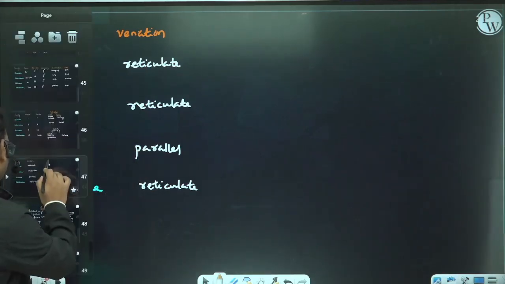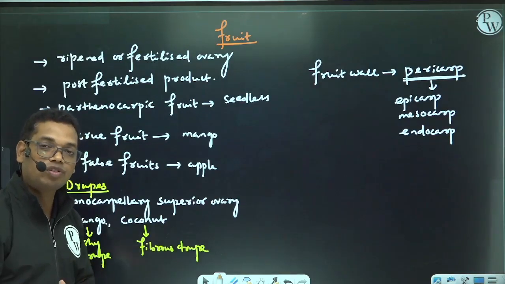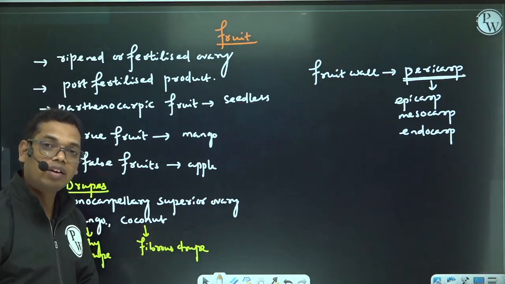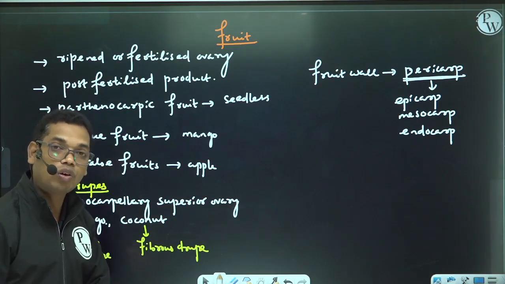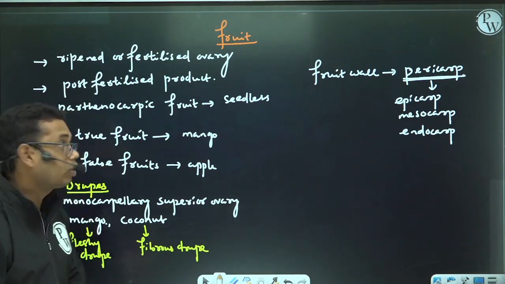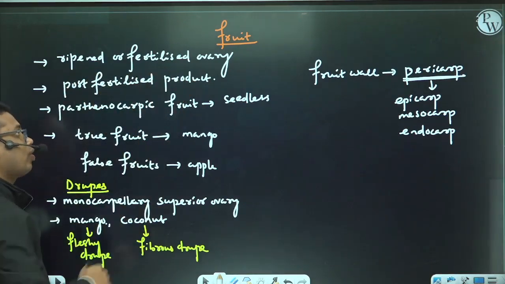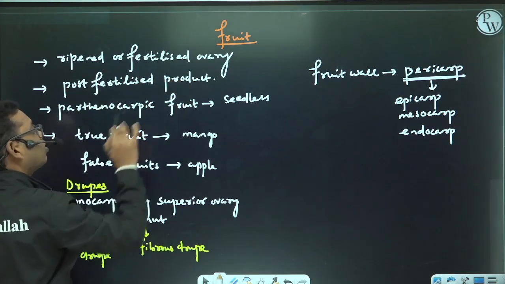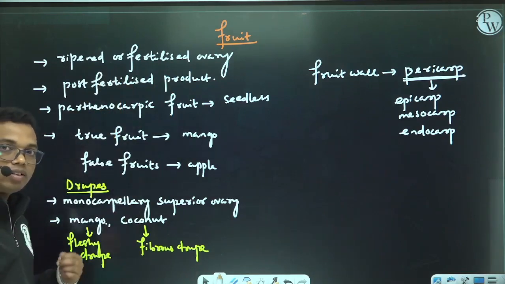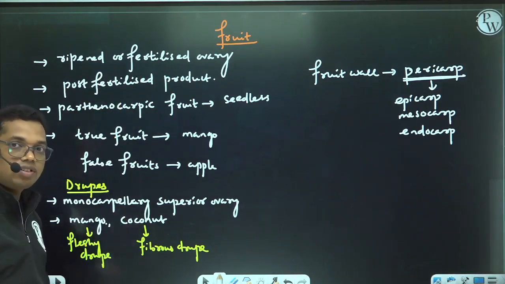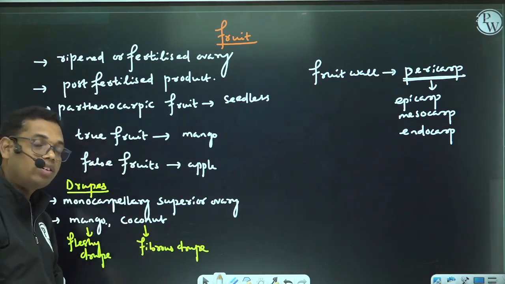Now let us talk about the fruit. After the process of double fertilization, which is a feature of angiosperms, the ovary will be modified to form the fruit, and the wall of the ovary will form the fruit wall, which is called pericarp. Because the fruit develops after fertilization, we call it a post fertilization product or fertilized ovary, also called ripened ovary. But there are some cases in which the fruit will not have seed. Those fruits are called parthenocarpic fruit or seedless fruit.